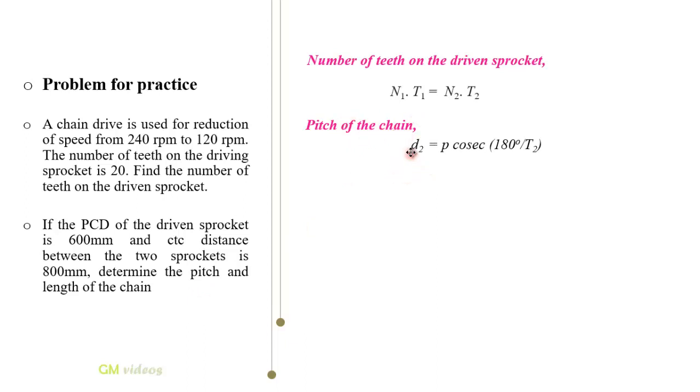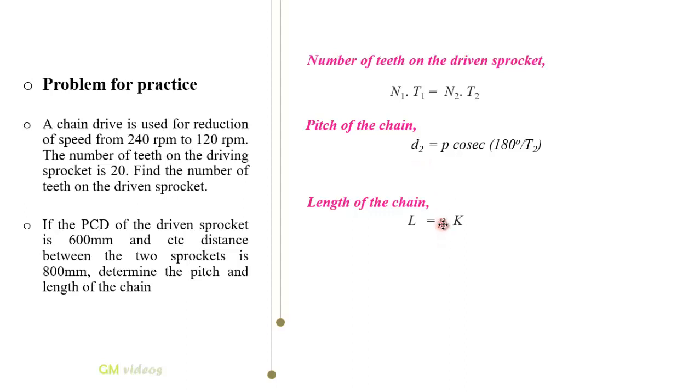Pitch of the chain, we know the equation between the diameter of the sprocket and the pitch of a chain. So since the diameter of the driven sprocket is given, that is 600 mm, d2 will be pitch p into cosec of 180 by t2. Since this is the diameter of the driven sprocket, the number of teeth over here should also be for the driven sprocket. If diameter was for the driving sprocket, then the number of teeth should have been for the driving sprocket. So if this was d1, this would be t1. If this is d2, then this is t2. Substituting all values over here, we will be getting pitch.